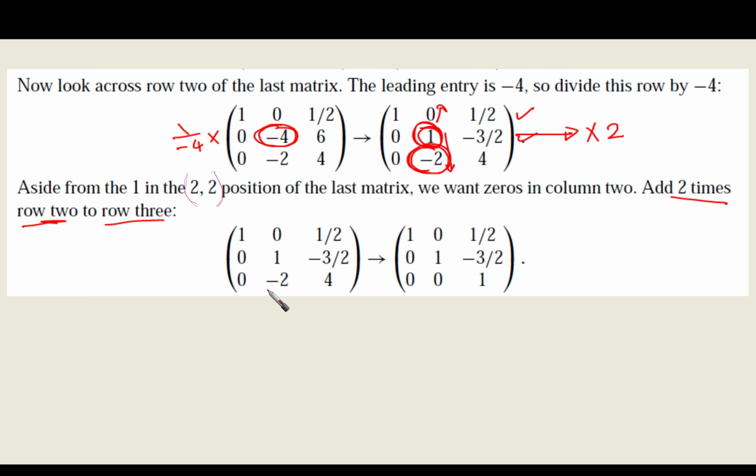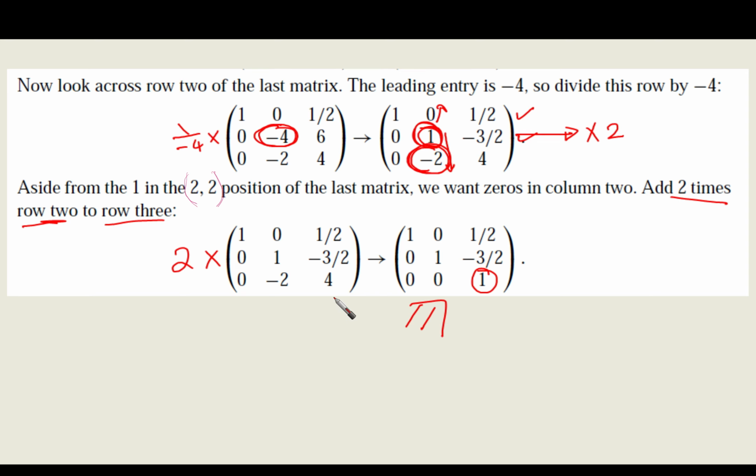So this is minus 2. We're going to multiply here 2 times row 2, which is 2. So 2 times 0 plus 0 is 0. 2 times 1 minus 2 is 0. And then 2 times minus 3 over 2 is minus 3, plus 4, is going to be 1. Right?